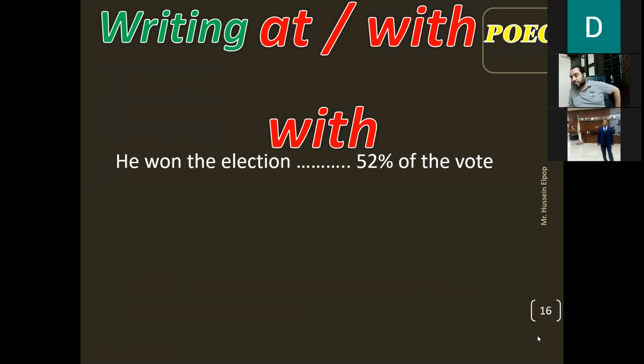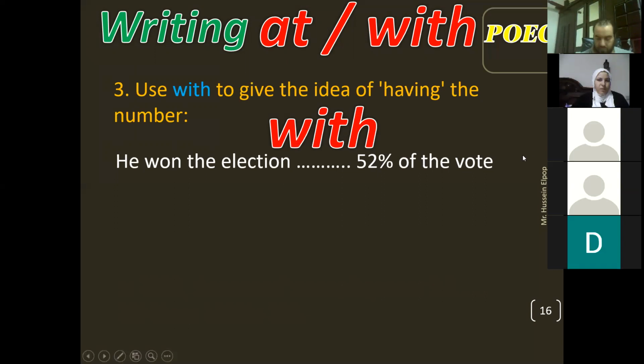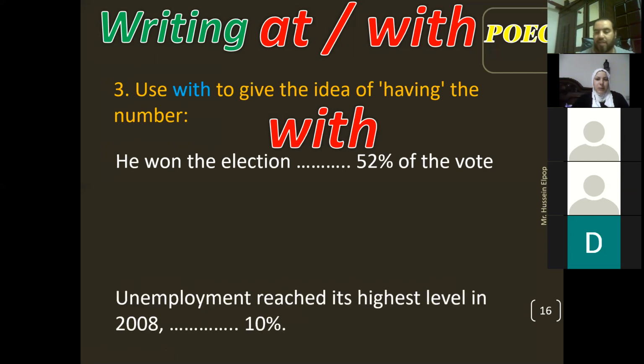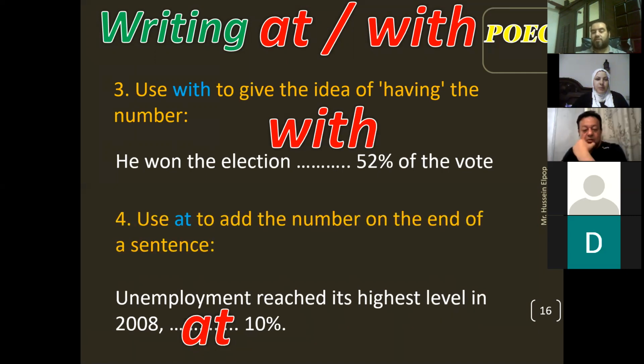Why with? I remember this in translation. The same idea. This is the number he got. Exactly. This is the number that made him win. Having this number, I have 52 of the votes. And the second one, of course, will be at, because we said that at the end of the sentence, we use at with the number.